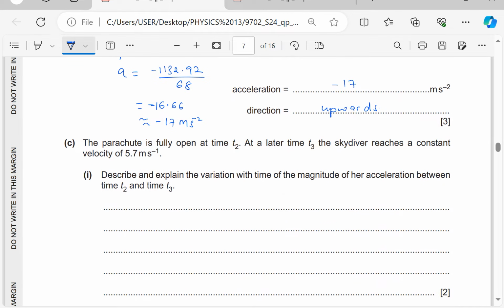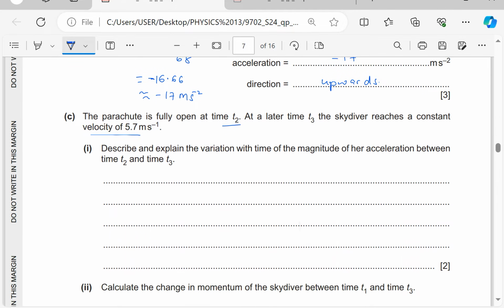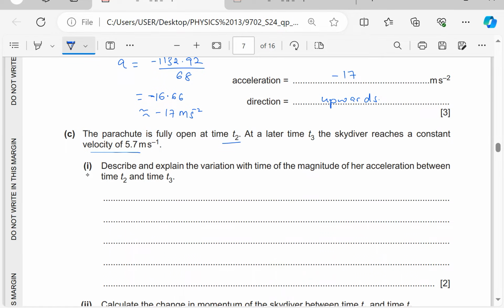The parachute is fully opened at time t2. At time t3, the skydiver reaches a constant velocity of 5.7 meters per second. Describe and explain the variation with the time of the magnitude of her acceleration between t2 and t3. Okay, so it is fully opened and reaches a constant velocity, which means it reaches zero acceleration. So the acceleration must have decreased to zero.